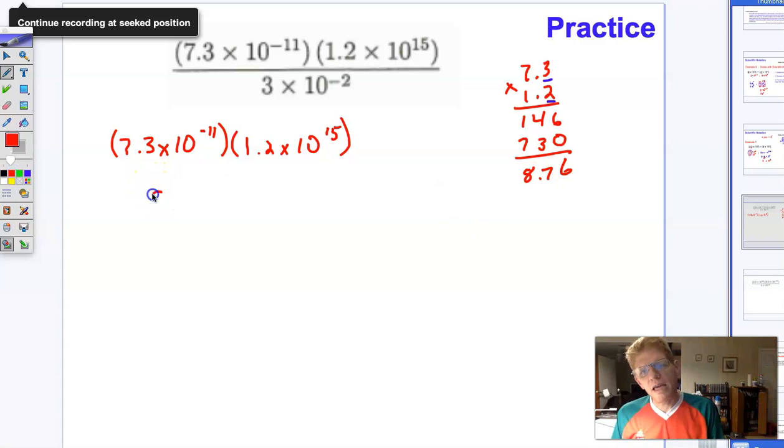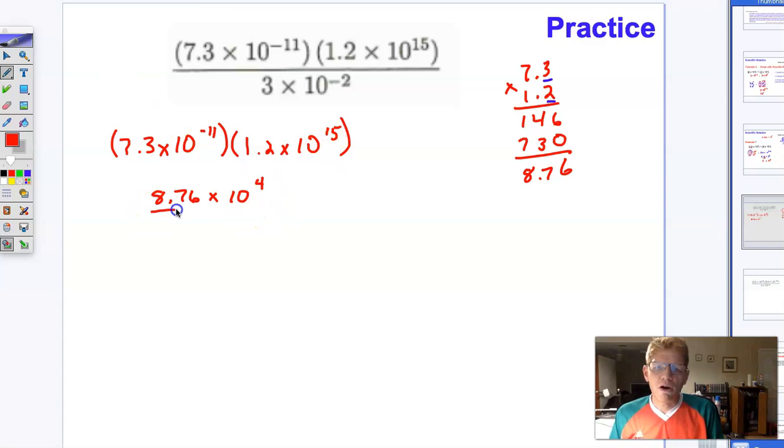So we'll get 8.76 times 10 to the what? Well, we've got to add our exponents. So negative 11 plus 15 is going to give us a positive 4. Then all we have to do is divide that by our number here on the bottom, 3 times 10 to the negative 2nd.